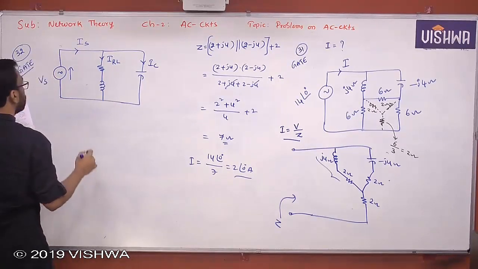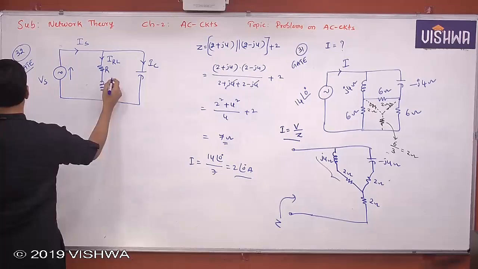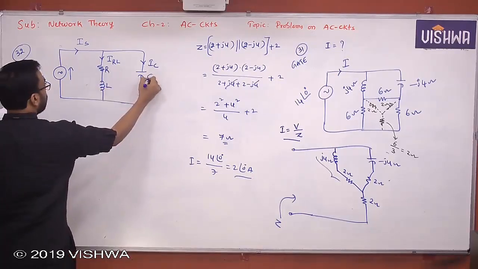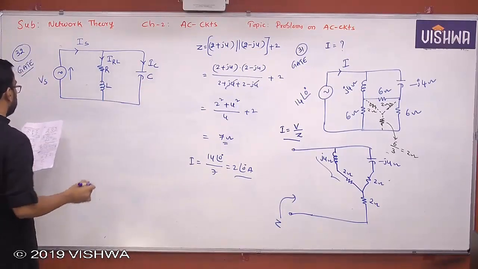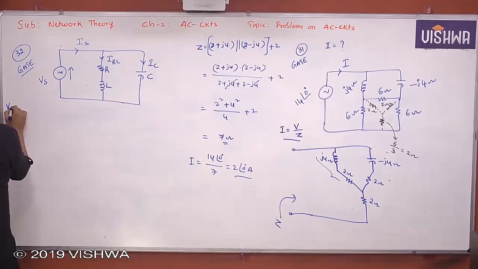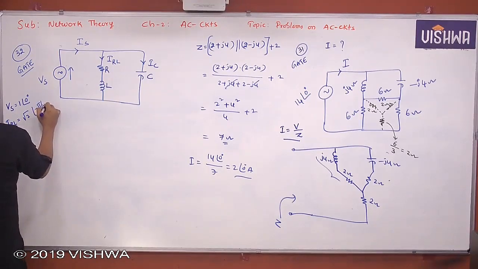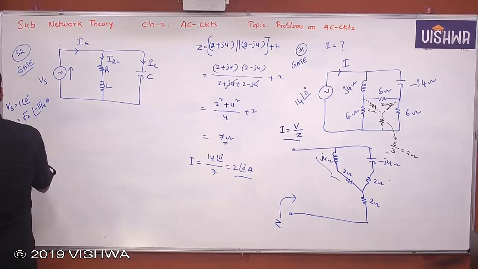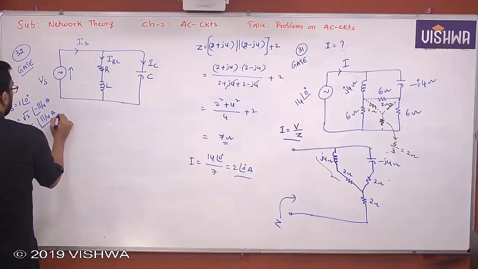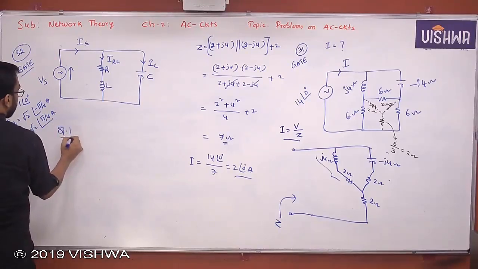Clear? This is R, L, and C. Vs is equal to 1 at an angle of 0. IRL is equal to root 2 at an angle of minus pi by 4, nothing but 45 degrees. Is is nothing but root 2 at an angle of pi by 4. This is the data given, and question number 1 was asking here.